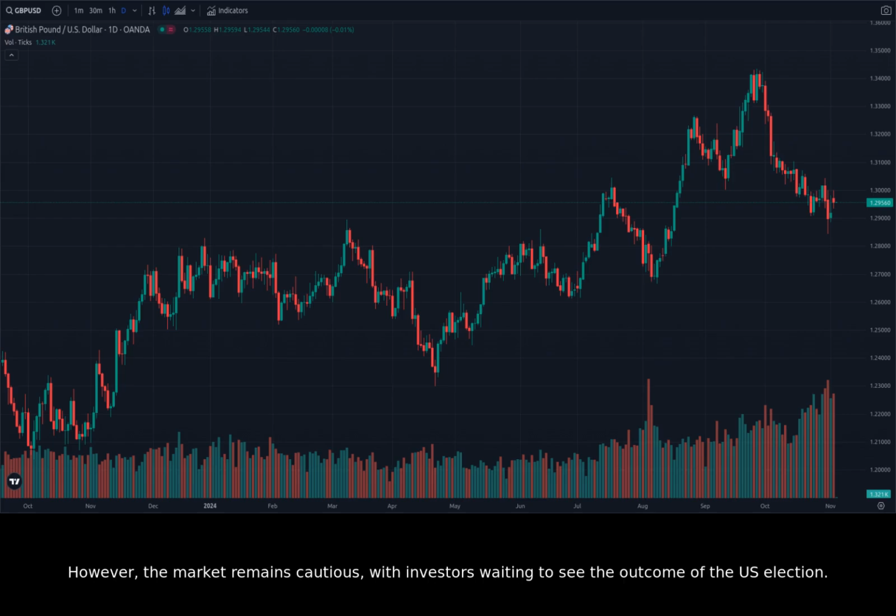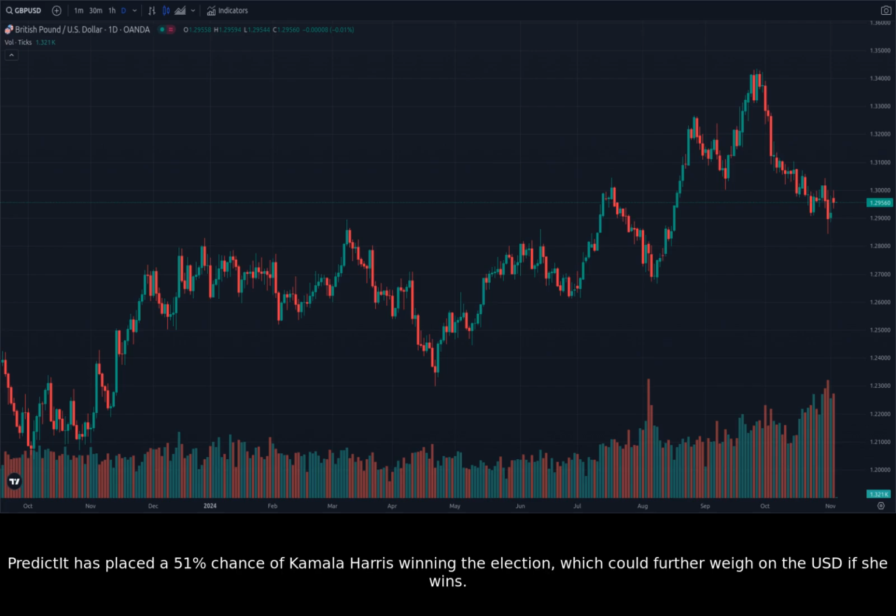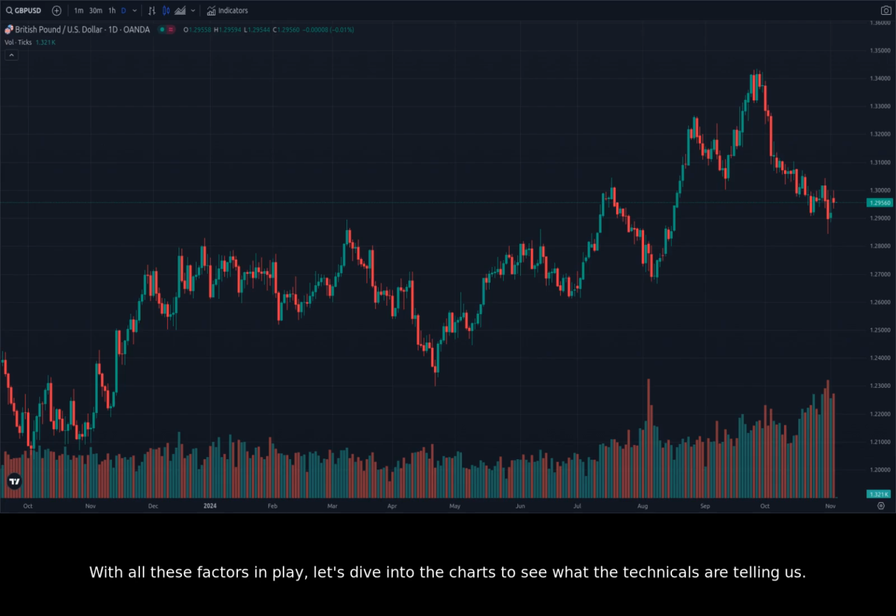However, the market remains cautious, with investors waiting to see the outcome of the US election. Predictit has placed a 51% chance of Kamala Harris winning the election, which could further weigh on the USD if she wins. With all these factors in play, let's dive into the charts to see what the technicals are telling us. Now, let's take a look at the daily chart for GBPUSD.